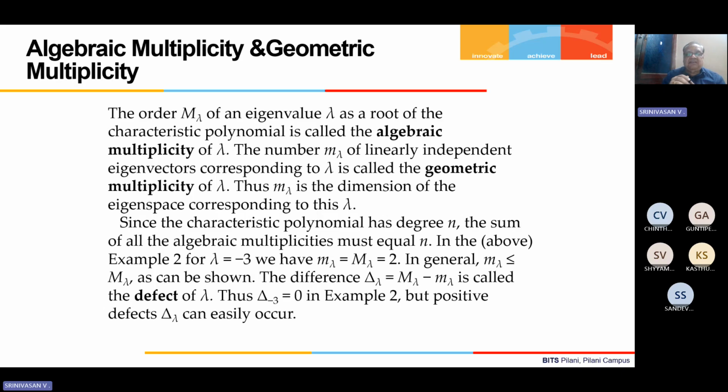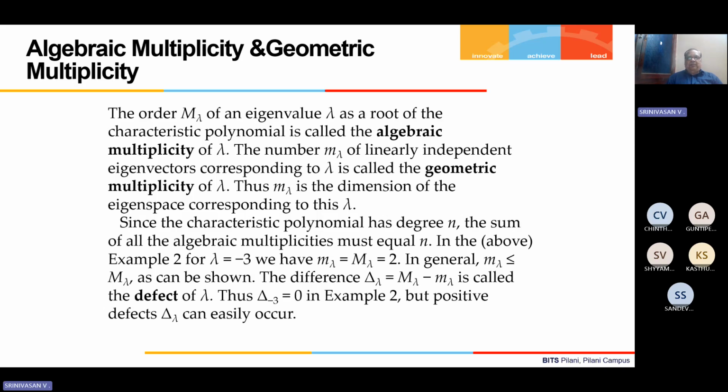It gets repeated the same way. Next is linearly independent eigenvectors. The number of linearly independent eigenvectors corresponding to the same lambda is called the geometric multiplicity of lambda. Thus small m, the number of linearly independent vectors, is the dimension of the eigenspace corresponding to this lambda. Since the characteristic polynomial has degree n, the sum of all the algebraic multiplicities must equal n.